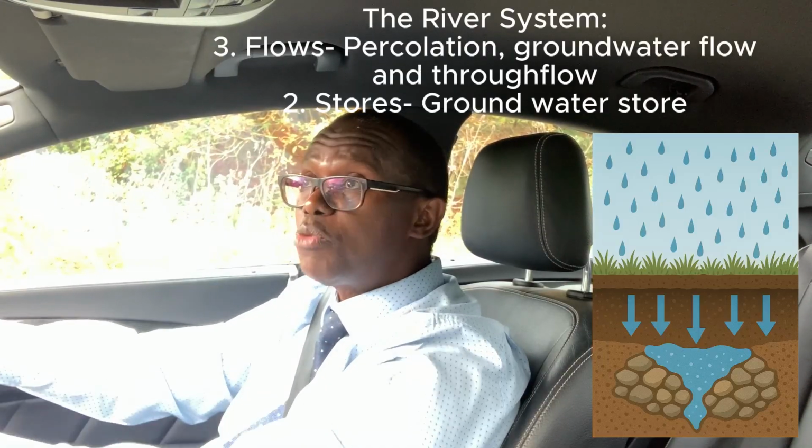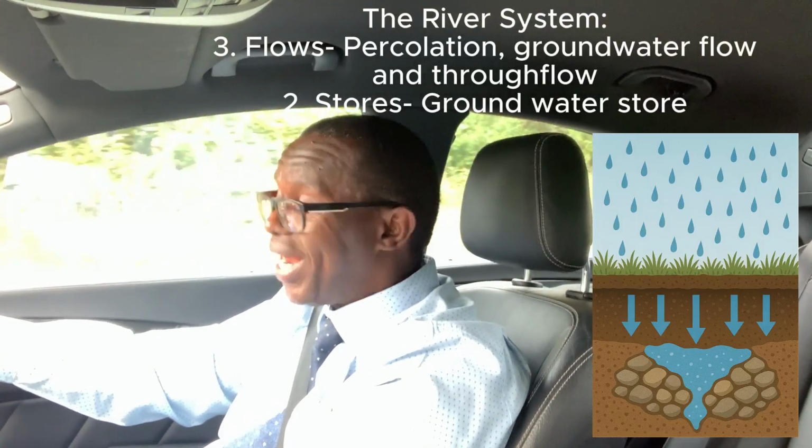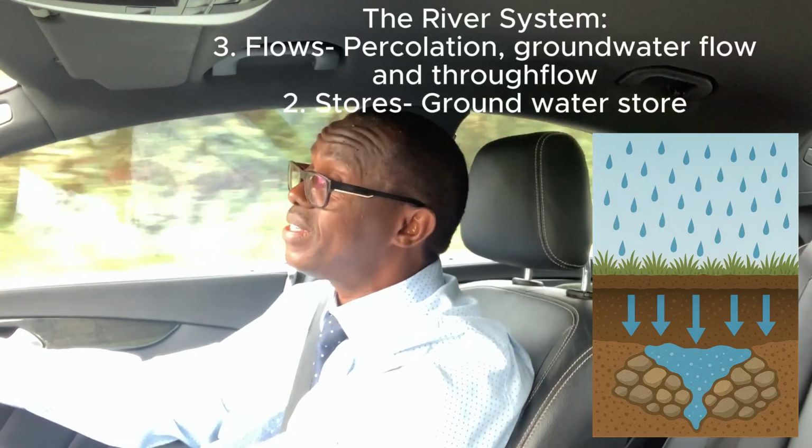Then we've also talked about soil moisture being a store. Then some of that water is going to sink deeper into the soil, and as it sinks deeper, it will then go to the rocks that are well below the soil level. That process of the water moving through the soil and getting to the rocks below is referred to as percolation. So percolation is another flow within the system.